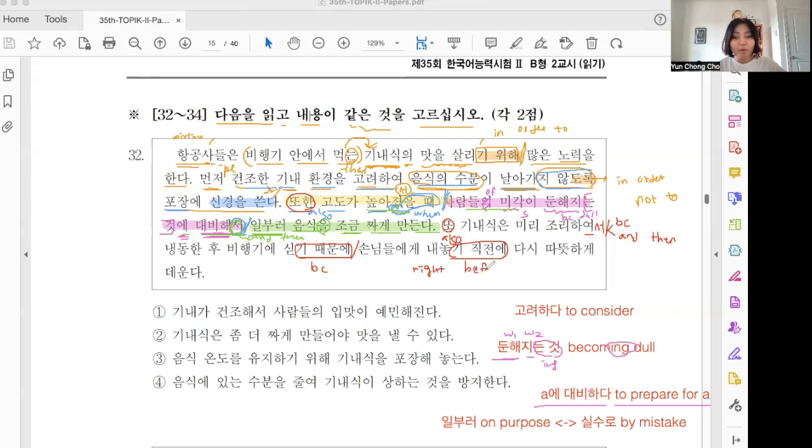Right before. So we have to break here. 자, first one. 또 기내식은 미리 조리하여서. Also, 기내식은 the in-flight meal. They 조리하다, cook. They cook 미리, in advance. They cook in advance and then here we can guess that "and then" sounds natural in this sentence.